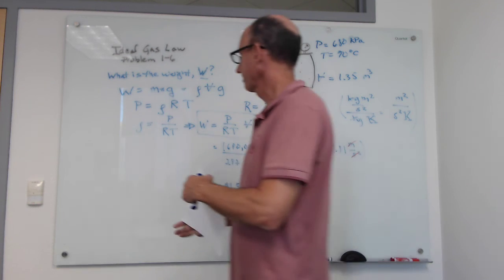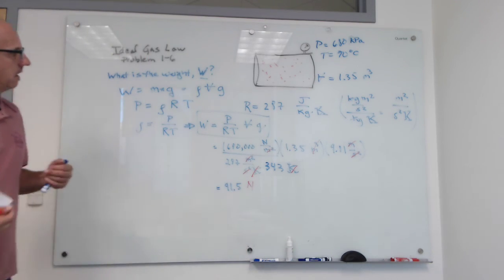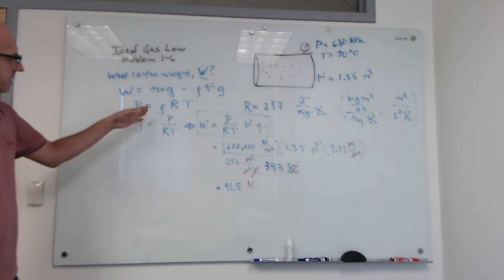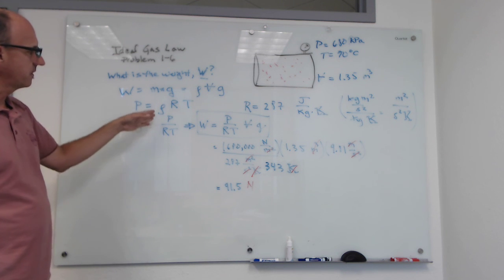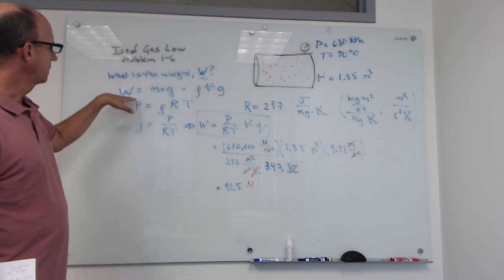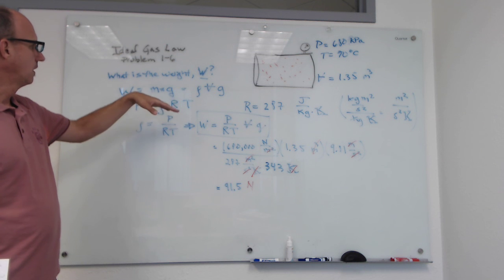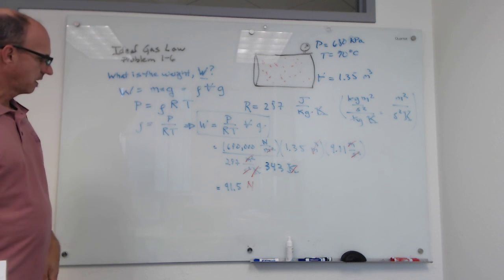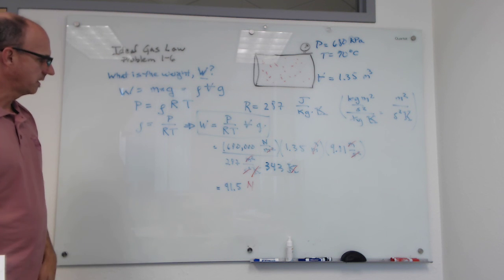So here what we've done, just to review, is we've used the ideal gas law to come up with an expression for the density. That expression for the density is substituted into an expression for the weight. The weight's based on mass times g, and working through the numbers, we get a weight of 91.5 newtons.